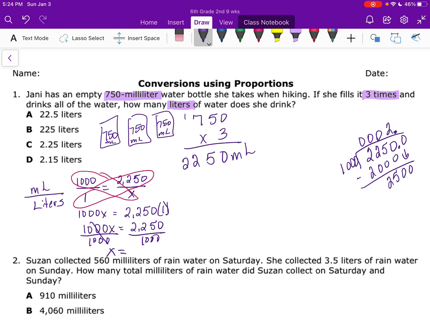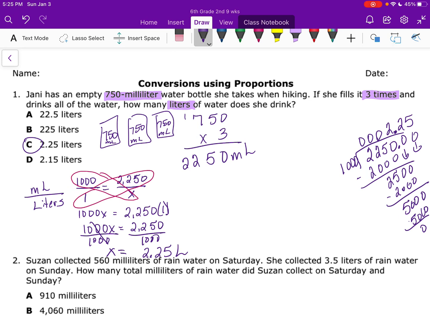So 1,000 is going to go into 2,500 2 times. 2 times 1,000 is 2,000. Subtract, we get 500. Bring down a 0. And 1,000 goes into 5,000 5 times. So x is going to be 2.25 liters, which is C. Okay, so we use that proportion to help us solve that.